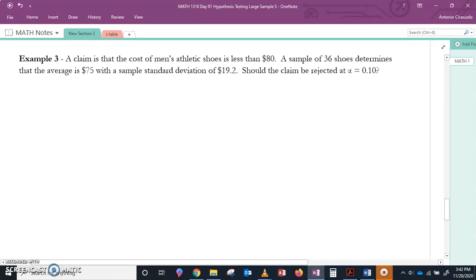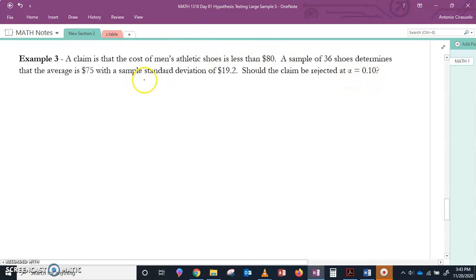In this example, the claim is that the cost of men's athletic shoes is less than $80. The sample of 36 shoes determines that the average is $75 with a sample standard deviation of $19.20. Should the claim be rejected at alpha equal to 0.10?